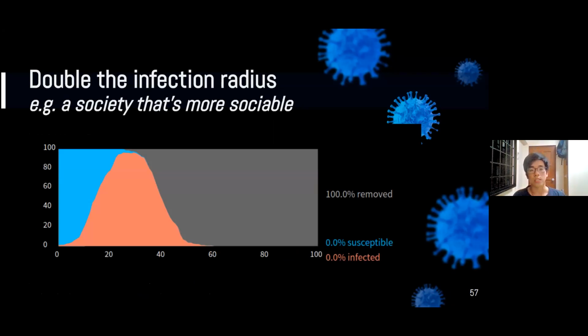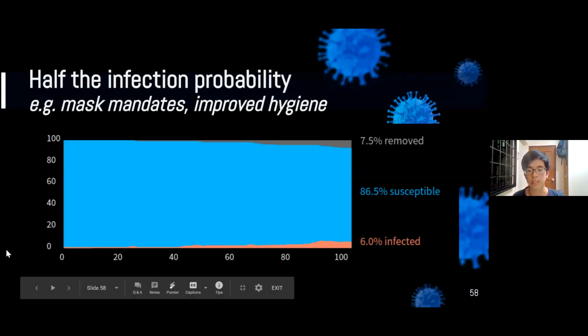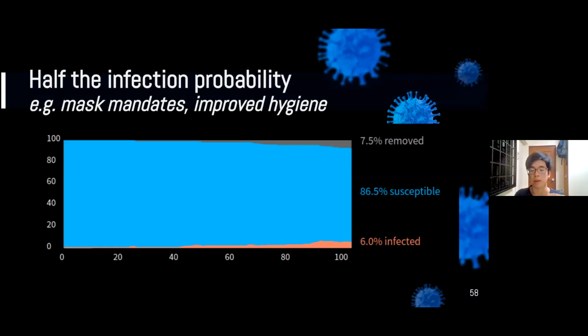In the next slide, all we did was double the infectious radius. So maybe this might be a society that's more sociable, a society that hugs everyone, even though they have COVID. And we see that there is a much larger exponential growth just because of this. Whereas if we were to halve the infection probability, we see that the exponential curve is actually gone. What we see now is a much smoother curve, which brings us back to the idea of flattening the curve. And halving the infection probability might be due to mask mandates or improved hygiene, like washing your hands and so on. Next slide, please.